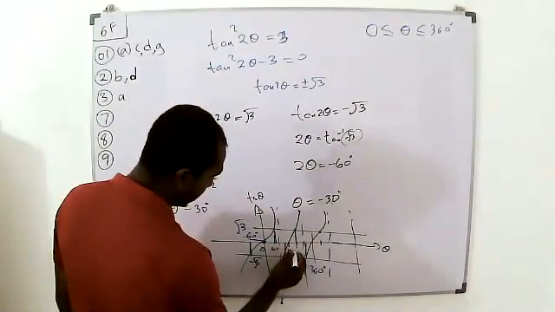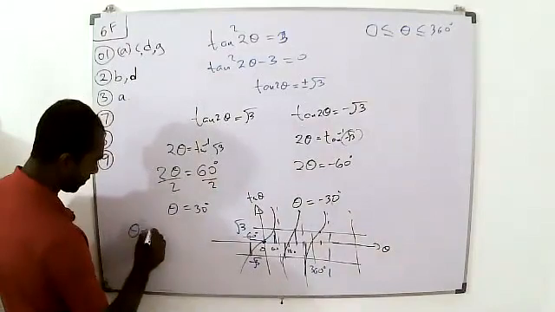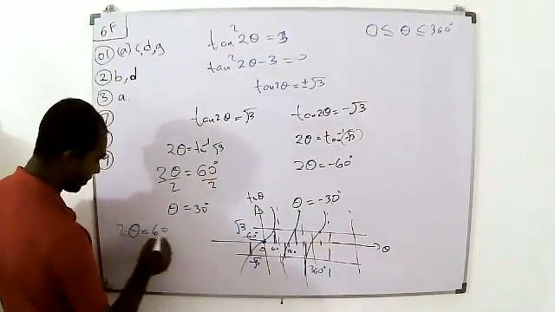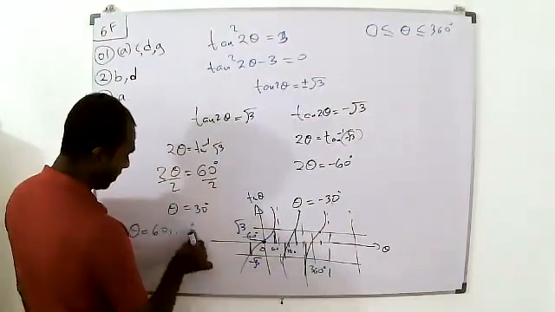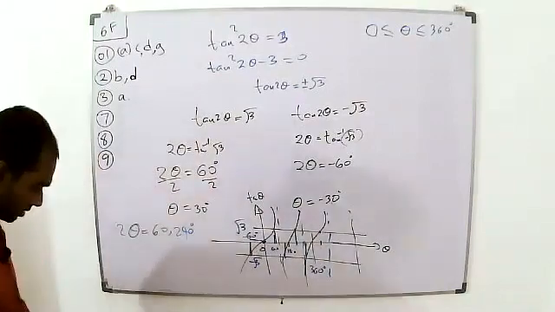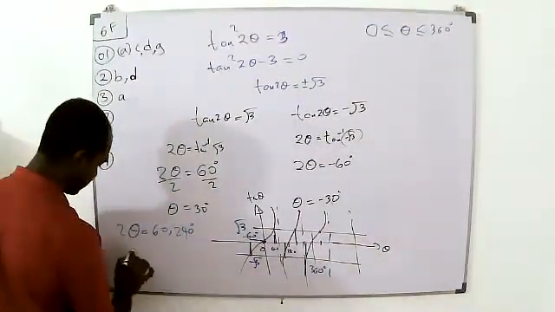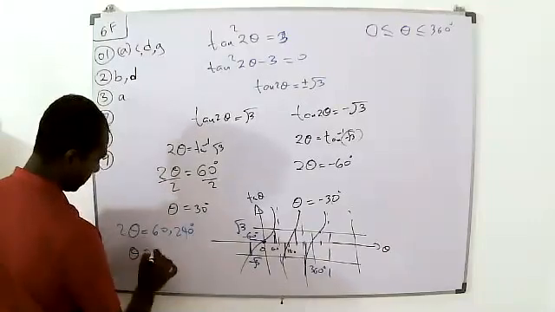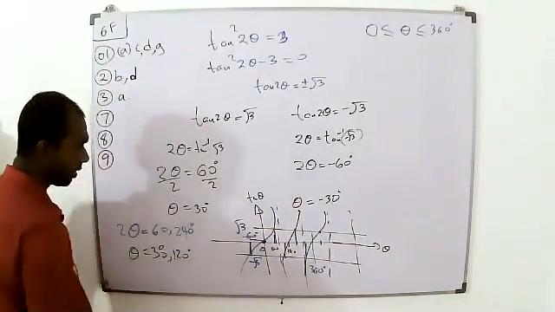It is 180 plus 60. So 2 theta should equal either 60 or 180 plus 60, that is going to be 240. So theta equals 30 degrees or 120 degrees.